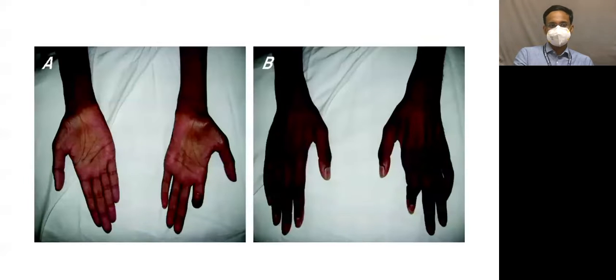These are some photographs which I'd like to show of such patients. If I can take your attention to compare between the right and the left hand, it is quite evident that we can see significant wasting of the thenar eminence of the left hand as compared to the right hand. And you can also see that there is clawing in the left hand as compared to the right hand.